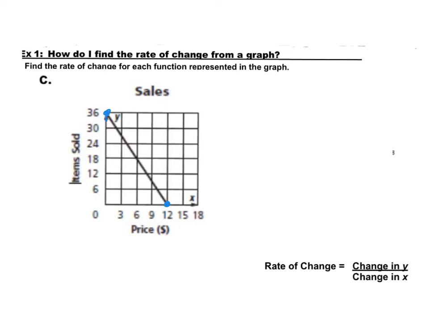So I'm going to count down by 6s. I'm going to go all the way down, and I went down 36. And now because I'm going to the right, that's going to be a positive. So it'll be all over a positive 12. And this is going to be equal to negative 3.